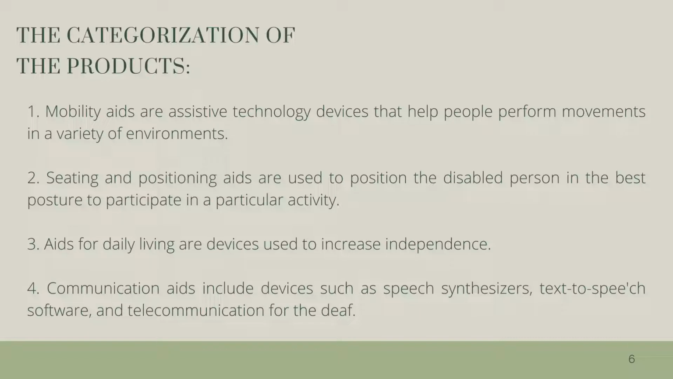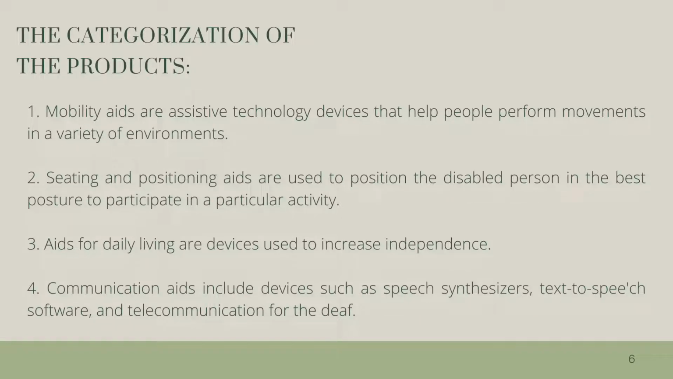Number 2, sitting and positioning aids are used to position the disabled person in the best posture to participate in a particular activity. The activity might involve moving from place to place, sitting during conversation, eating, sleeping, and others. The specific body features are considered in order to adapt the devices for maximum efficiency and comfort.